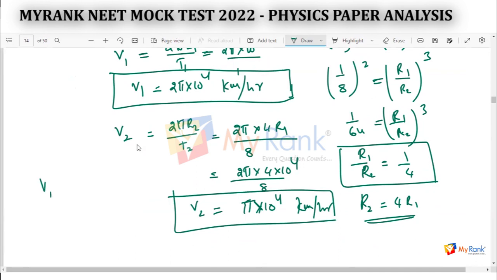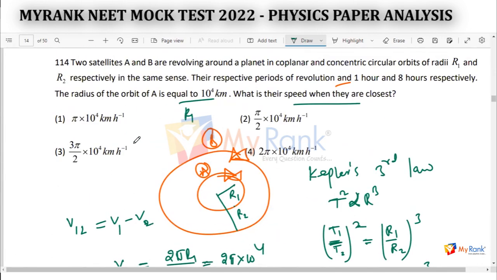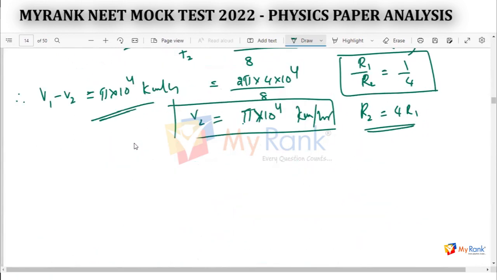So we want V1 minus V2. V1 is 2 pi into 10 power 4, and here it is pi into 10 power 4. So pi into the common 10 power 4, kilometers per hour. This is the relative speed. Check for the correct option. Here it is the first option, pi into 10 power 4 kilometers per hour.